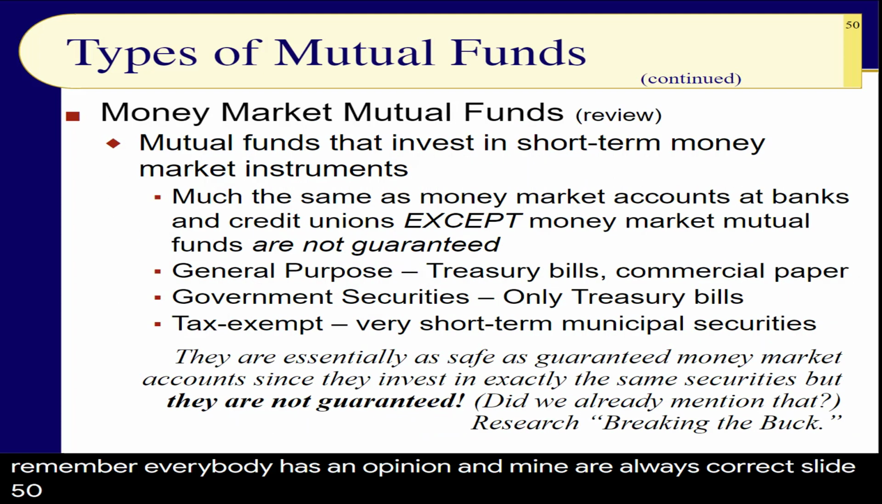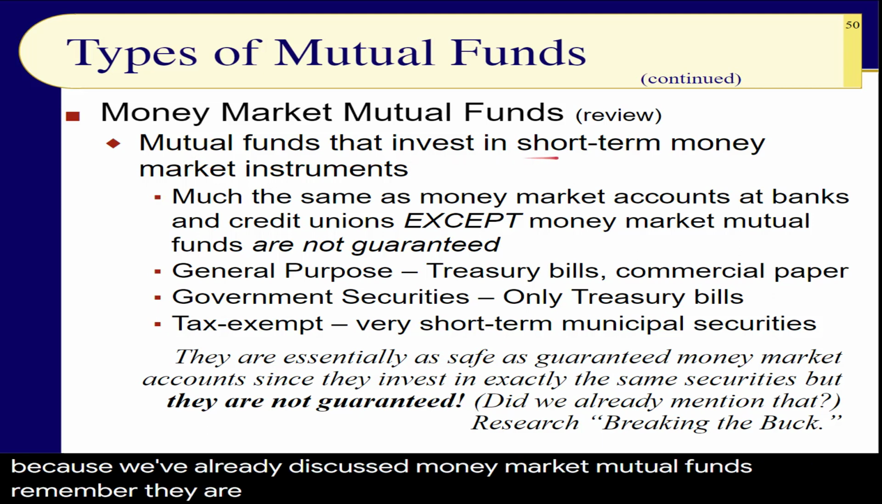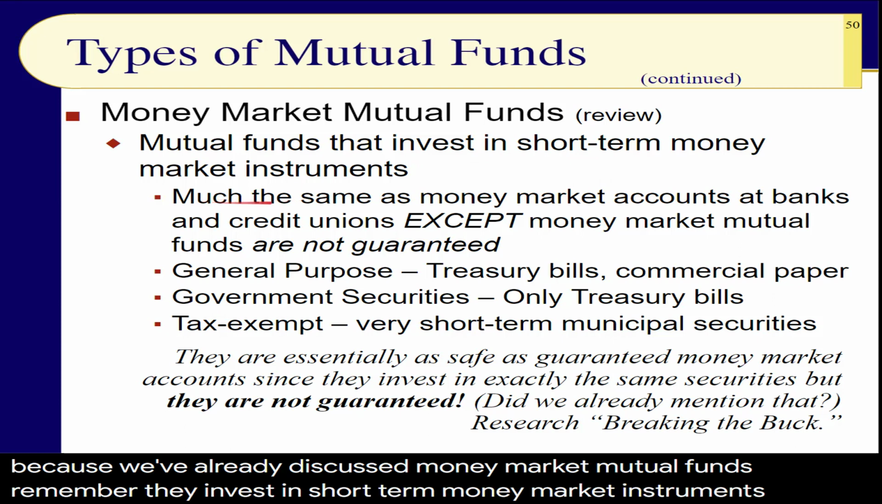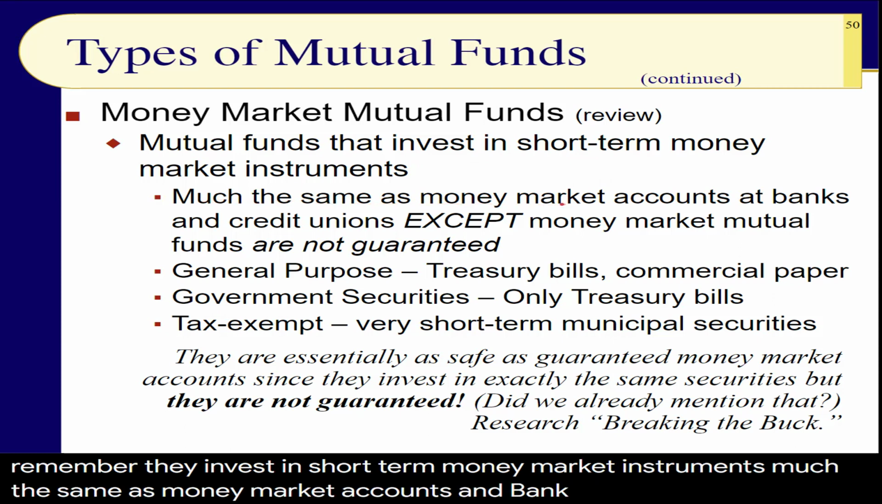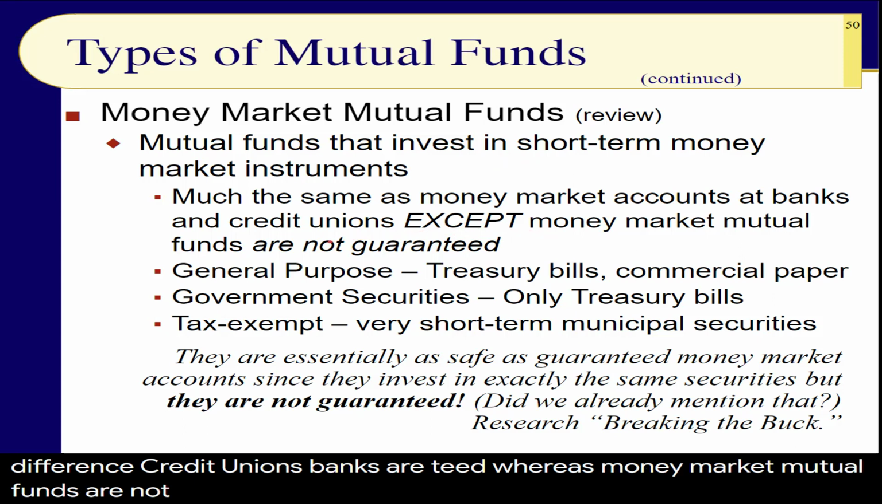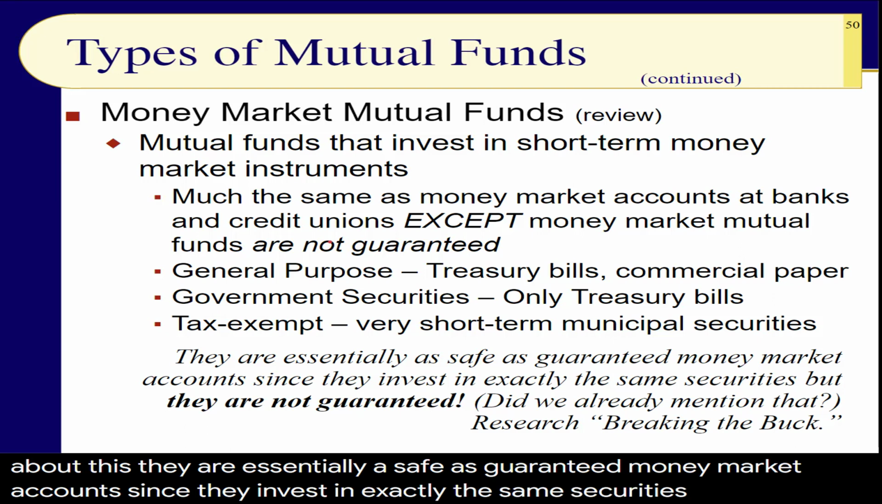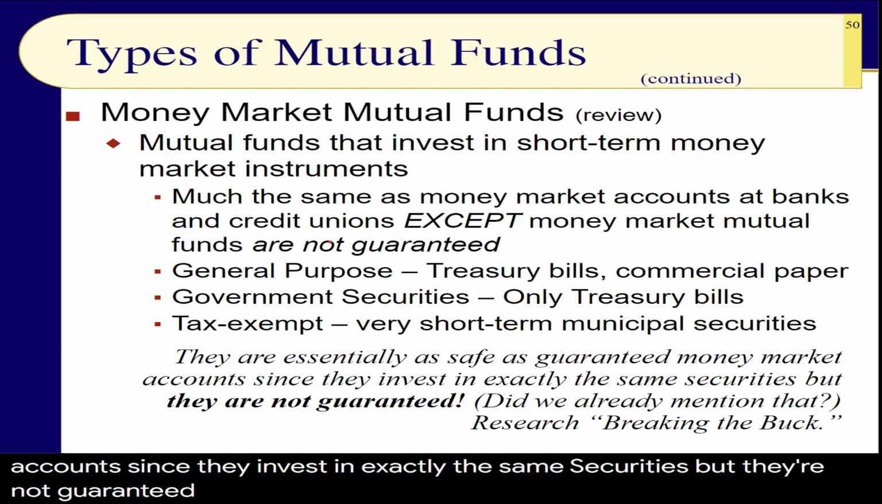Slide 50. The last category, money market mutual funds. Well, this is review because we've already discussed money market mutual funds, remember? They invest in short-term money market instruments, much the same as money market accounts and banks, except what's the difference? Credit unions, banks are guaranteed, whereas money market mutual funds are not guaranteed, but they're pretty darn close. We already talked about this. They are essentially as safe as guaranteed money market accounts since they invest in exactly the same securities, but they're not guaranteed.